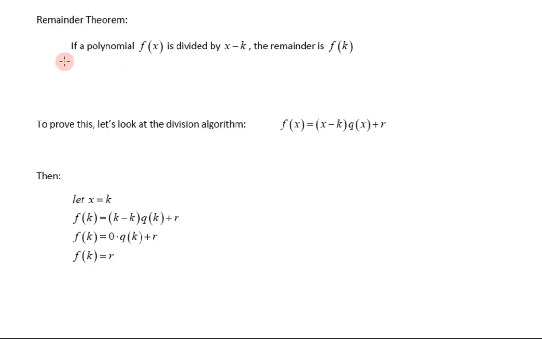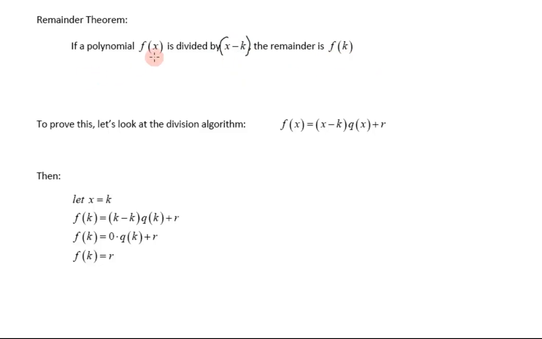Alright, here we're going to take a quick look at the remainder theorem. Basically, the remainder theorem is this. If a polynomial f of x, so some polynomial, is divided by the quantity x minus k, then the remainder is f of k.